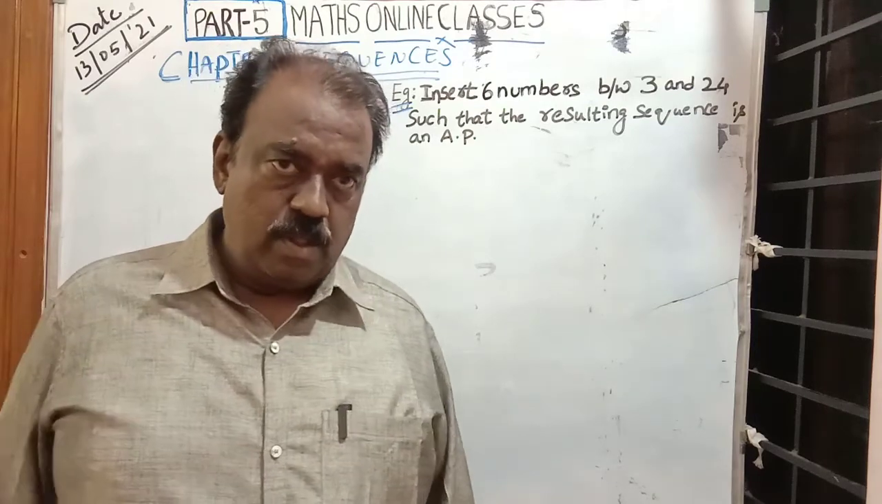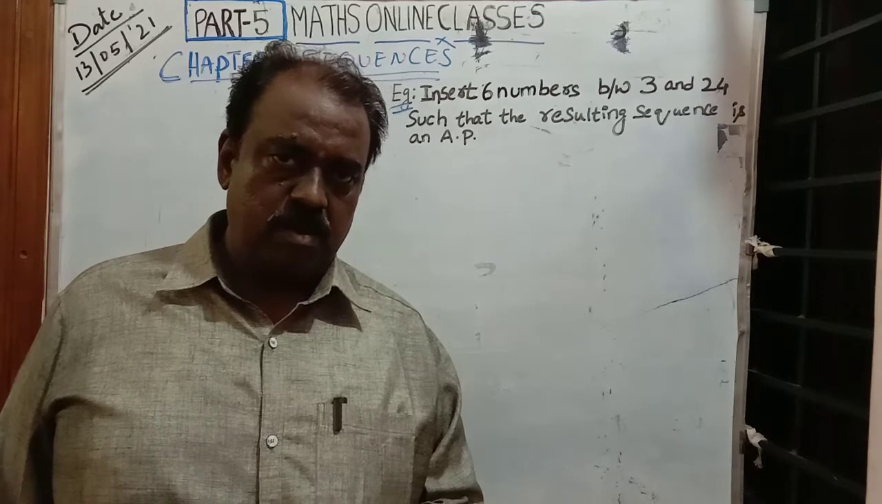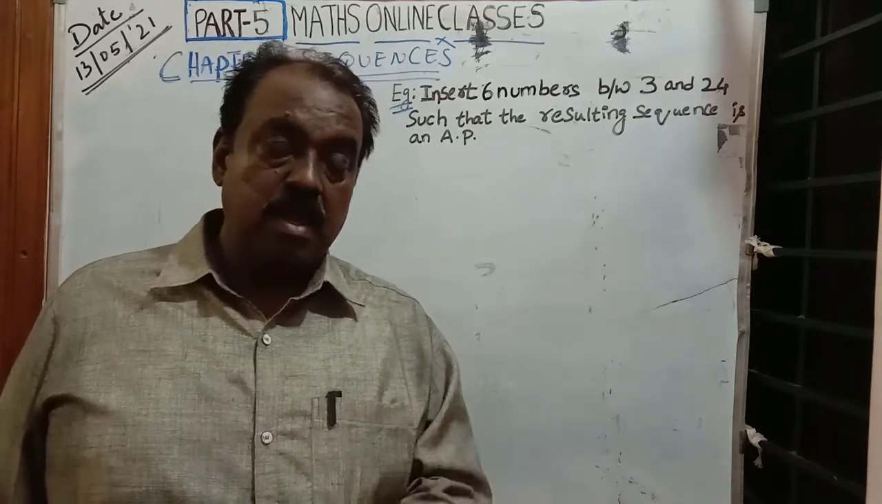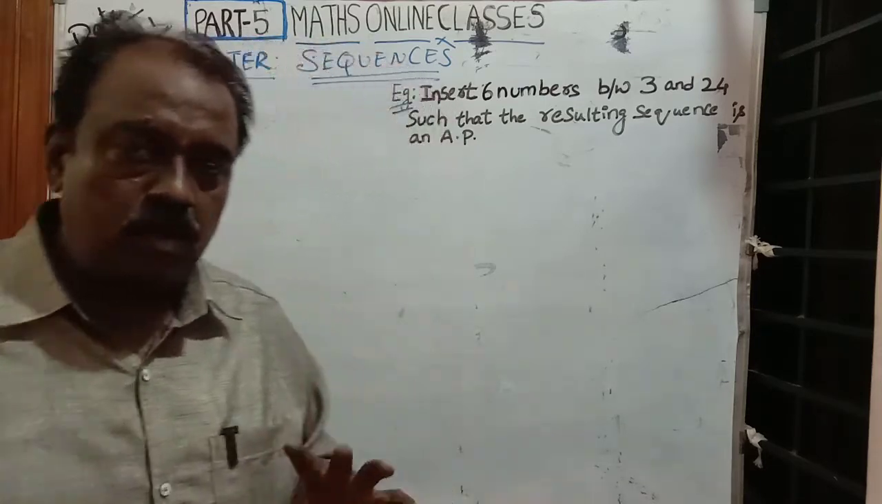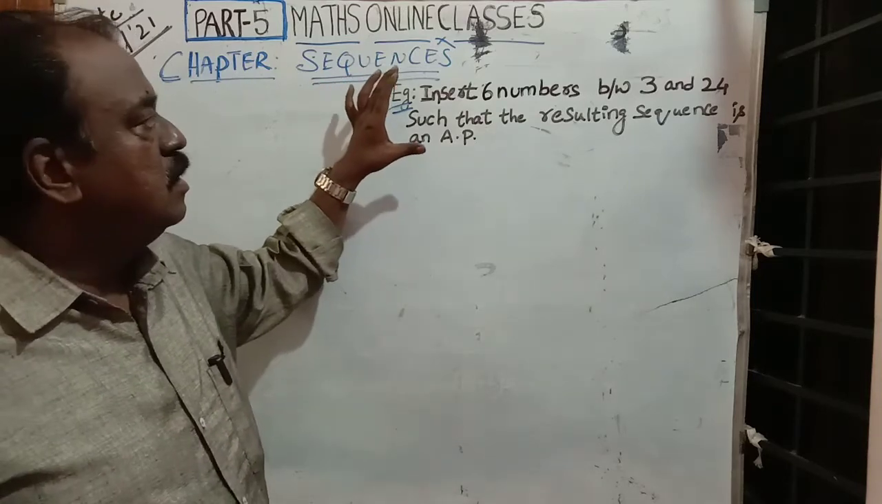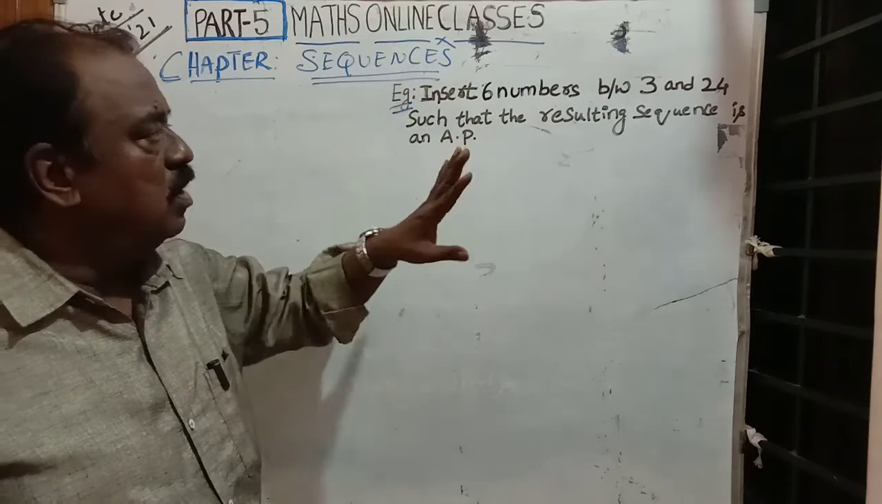We already discussed the arithmetic mean, and n arithmetic means, AMs, between any two given numbers. Here is one example. If you understand this one, that concept is over.